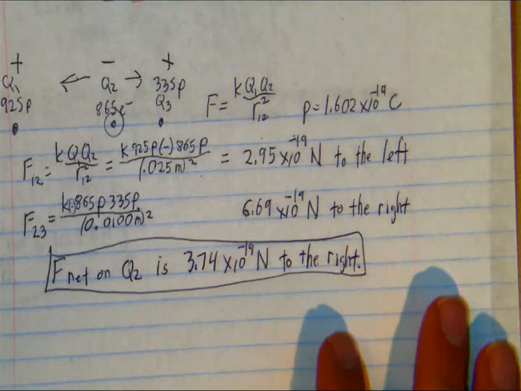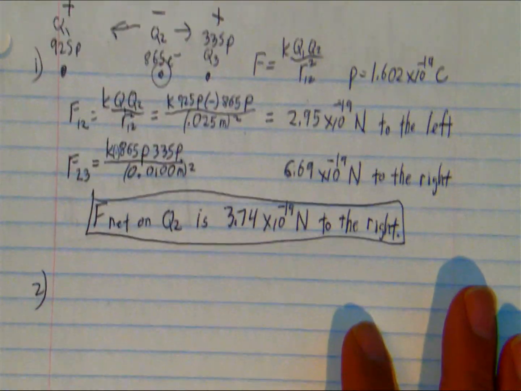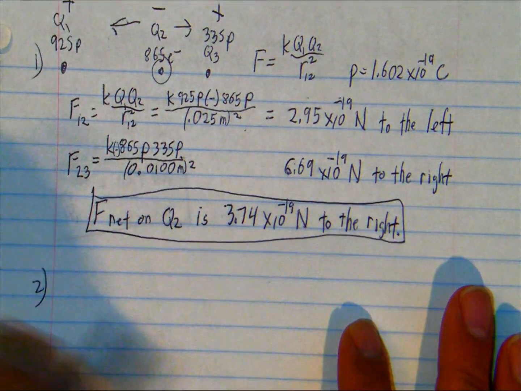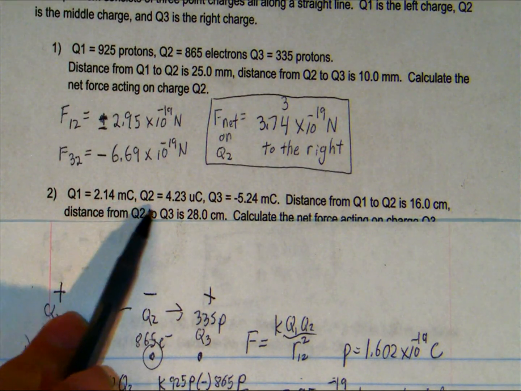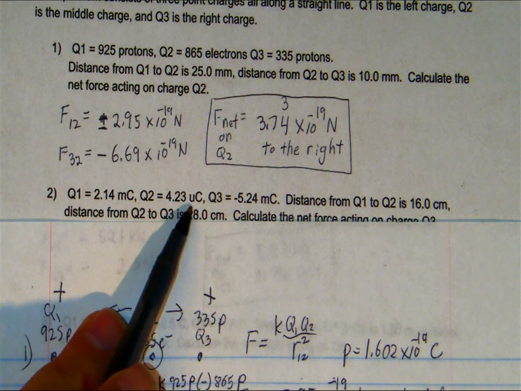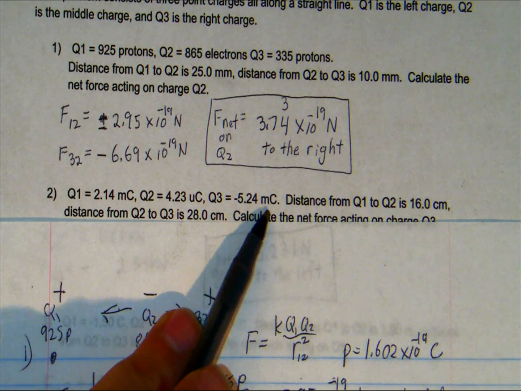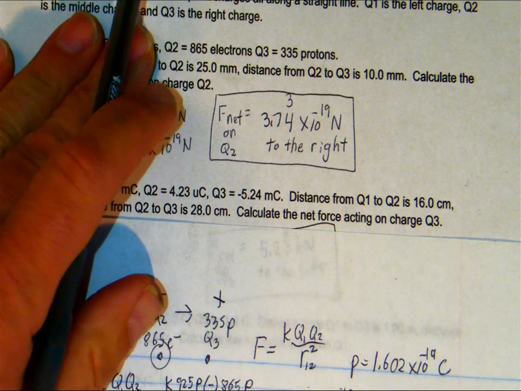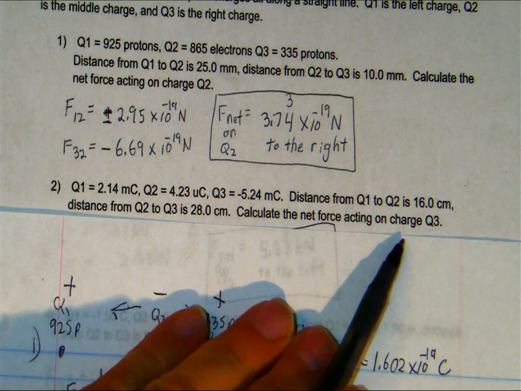Number 2, the problem reads, Q1 is now 2.14 millicoulombs, Q2 is now 4.23 microcoulombs. That's actually a mistake. I meant for that to be milli, but oh well, micro. And Q3 is negative 5.24 millicoulombs. The distance between 1 and 2 is 16 centimeters, 2 to 3 is 28 centimeters. Calculate the net force acting on charge Q3.